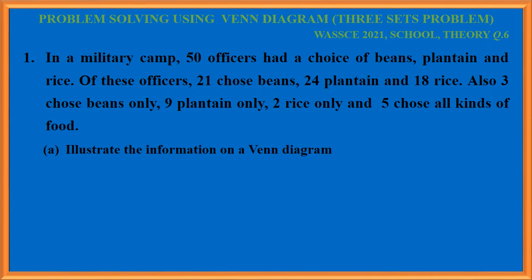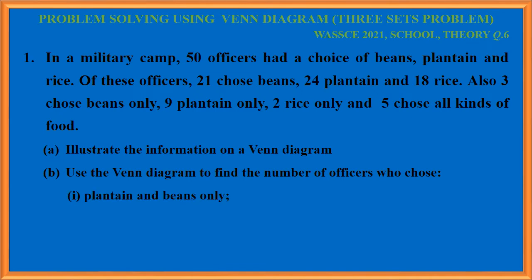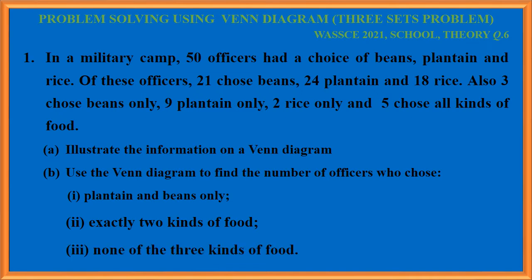You should first of all illustrate the information on a Venn diagram. Use the Venn diagram to find the number of officers who chose plantain and beans only, exactly 2 kinds of food, none of the 3 foods.